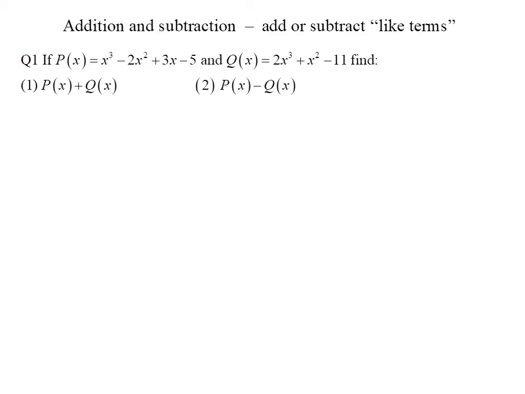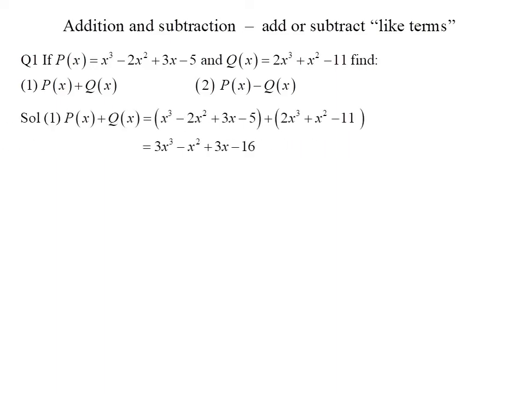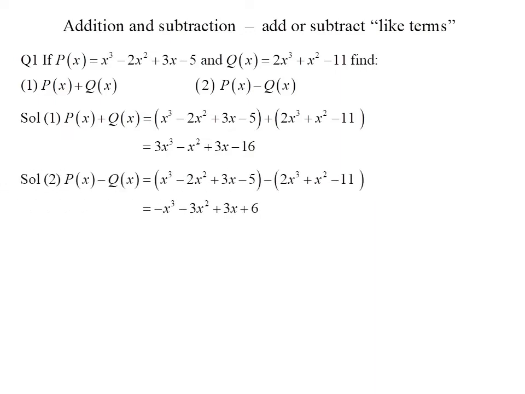What we can add or subtract are like terms. Here are two examples, one for addition and the other for subtraction. As can be seen, p(x) plus q(x) equals 3x cubed minus x squared plus 3x minus 16, while p(x) minus q(x) equals negative x cubed minus 3x squared plus 3x plus 6.